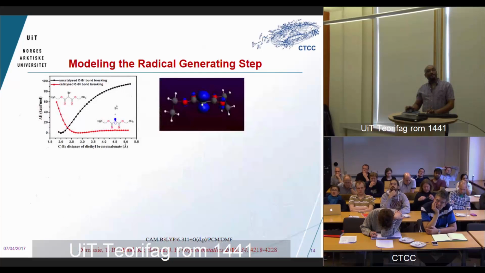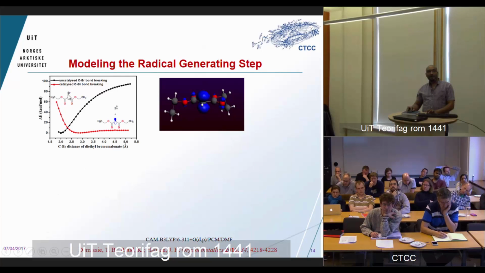And to validate the method, we also considered other radical sources. In this case, we used diethyl bromomalonate in order to generate a malonyl radical. So this one is the uncatalyzed one. You cannot break the CBr bond, and this one is for the catalyzed one.